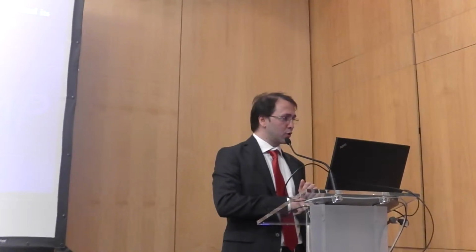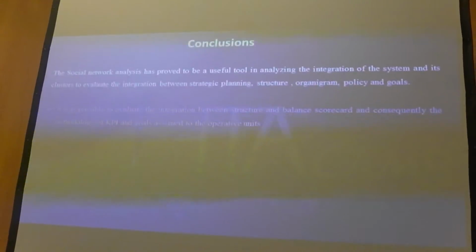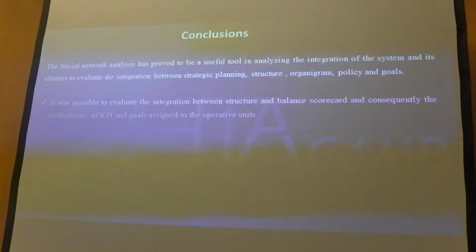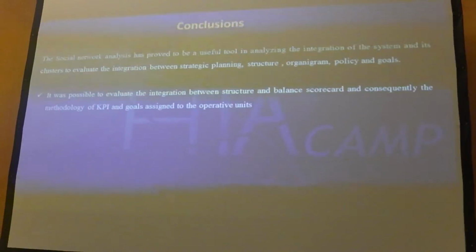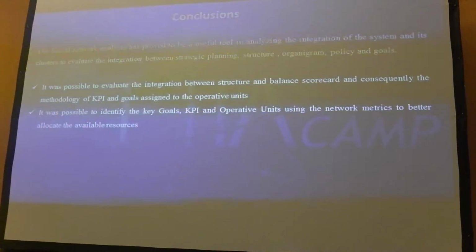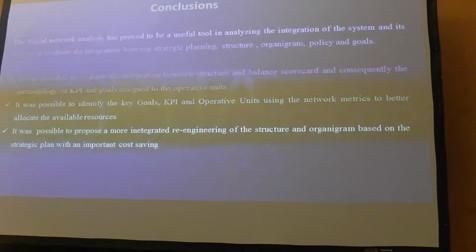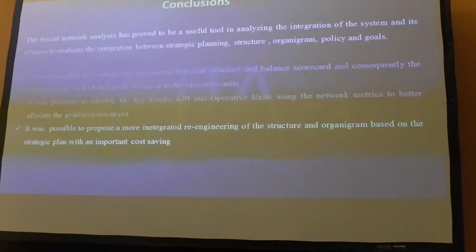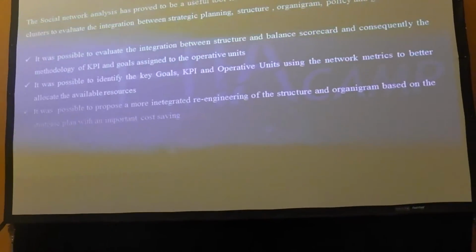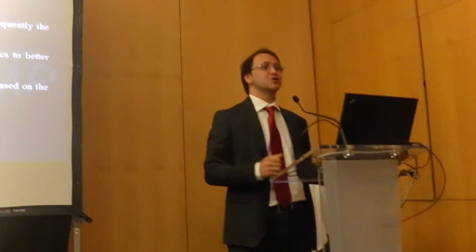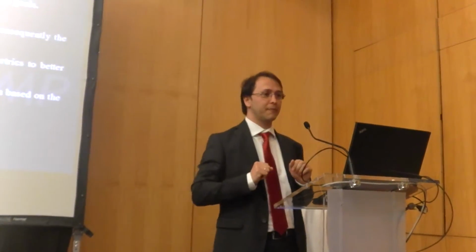So, in conclusion, the social network analysis has proven to be useful to analyze the integration of the system and its clusters, to evaluate the integration between strategic planning, structure and organigram, policy, and goals. It was possible to evaluate the integration between structure and balanced scorecard, consequently the methodology of KPI, and goals assigned to operative units. It was possible to identify the key goals, KPI, and operative units using the network metrics to better allocate available resources. And it was possible to propose a more integrated re-engineering of the structure and organigram based on the strategic plan, an important saving. Because if we compact from 10 departments that have administrative people, which cost extra money, from 10 to 5, you can understand it's much cheaper. But at the same time, we increase the integration between the system, because if you have one boss, probably they would work together.